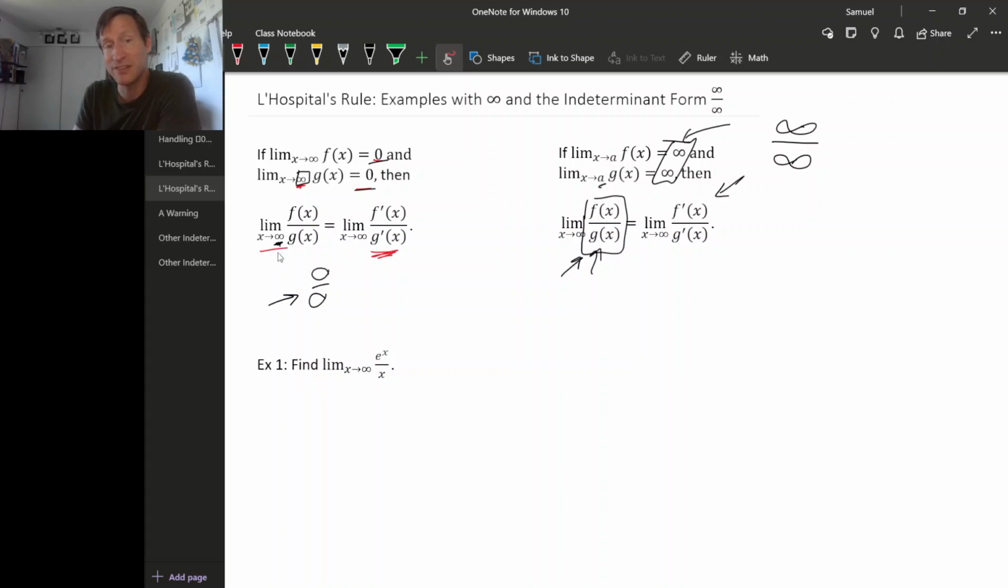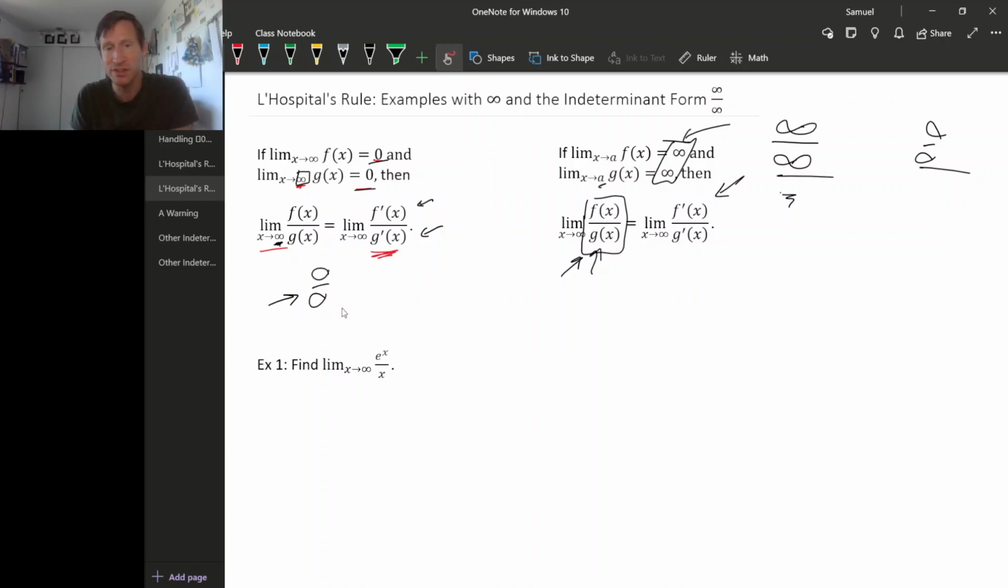So the upshot of all of this is whether you're taking a limit at a finite number or at plus or minus infinity, and whether you get the indeterminate form 0 over 0 or infinity over infinity, you can always just replace the numerator with its derivative and the denominator with its derivative and take the limit of that instead. And that's sort of the bigger picture of L'Hopital's rule. We have two indeterminate forms we can use it with, 0 over 0 and infinity over infinity. To see how this works, let's look at a couple examples.